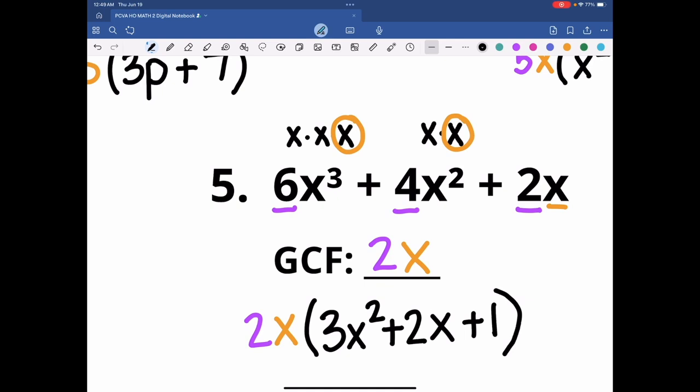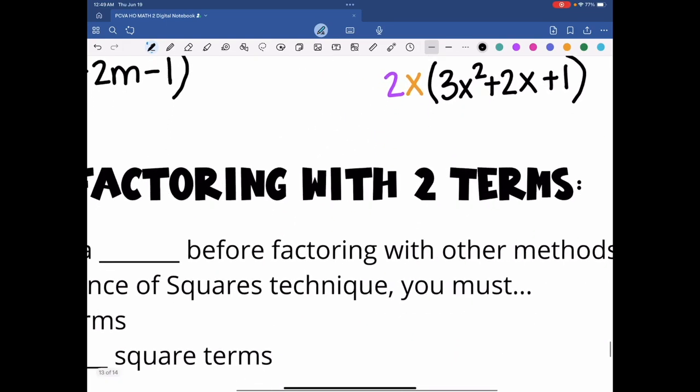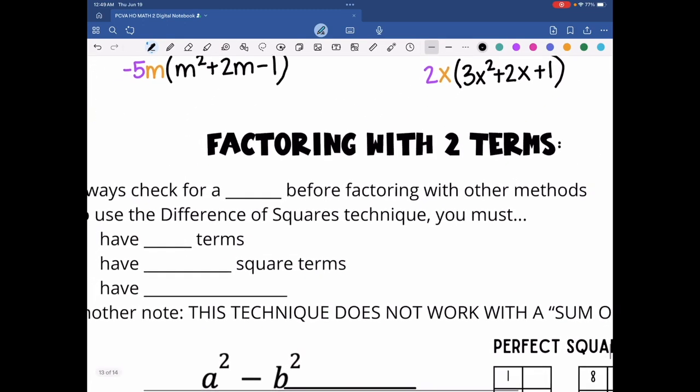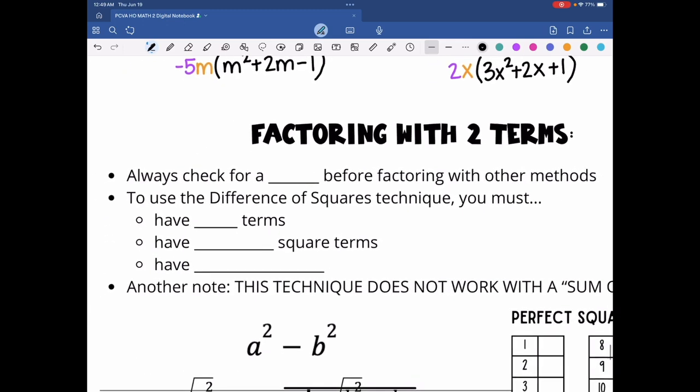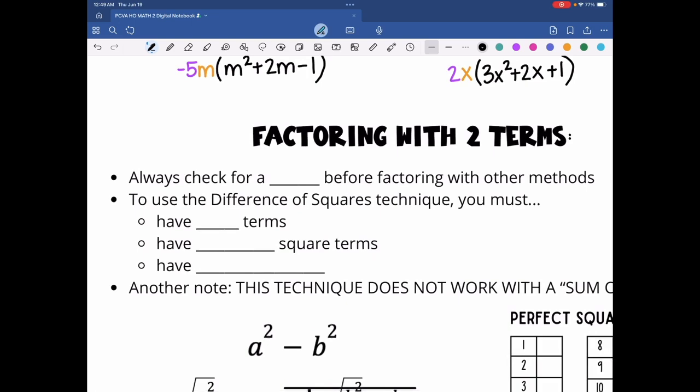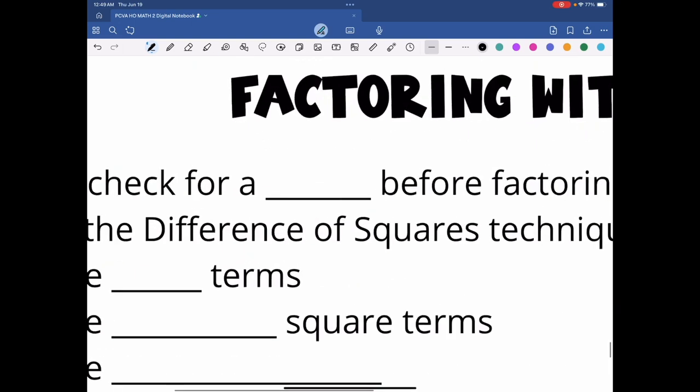All right, so as just a review for GCF, we need to make sure that we remember this every time we factor. Even if we don't have one, we always need to check. So the next thing we're going to talk about is factoring with 2 terms. Even when we have 2 terms, we always want to check for a GCF before we get started.